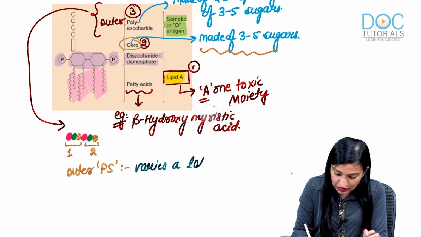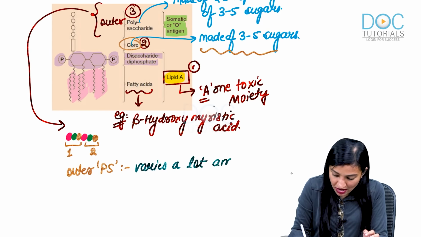It varies a lot amongst different bacteria, and therefore it is used for what is known as serotyping. This is extremely important. Okay, now what do we understand by serotyping? I'll just give you a simple example. Now guys, remember, in microbiology, typing means classification. Okay, what are we classifying? We are classifying microorganisms.